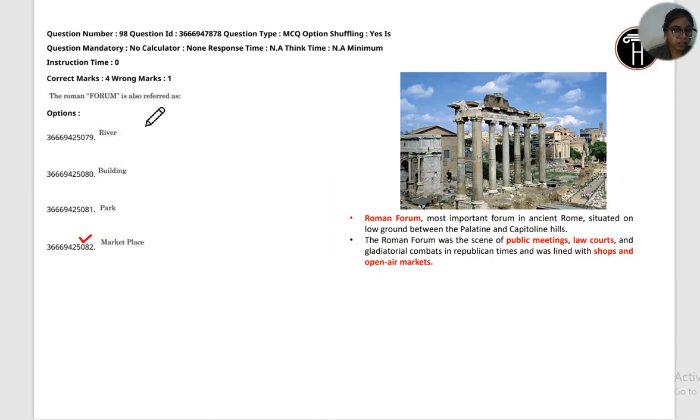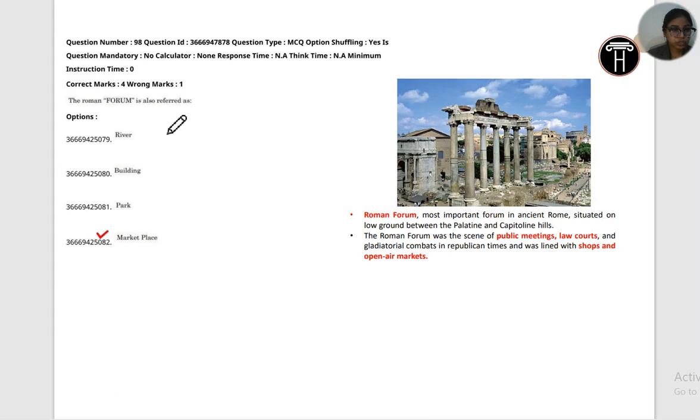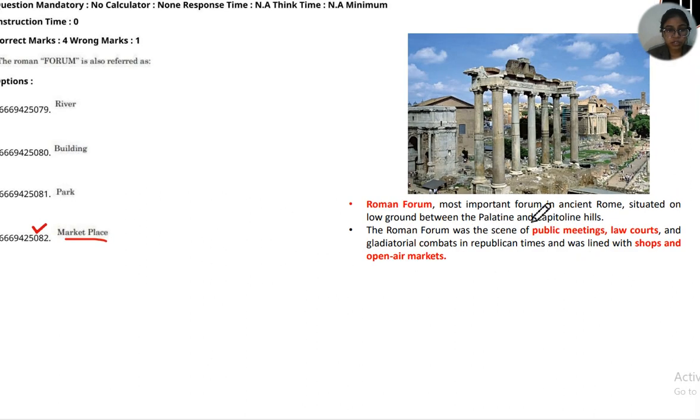The Roman Forum is also referred to as the marketplace. The Roman Forum was the most important forum in ancient Rome, situated on low ground between the Palatine and the Capitoline Hills. Basically it was used as a place for public meetings and courts. You can also see shops and open-air markets on its sides. So this all makes a composition of gathering spaces, meeting places and marketplaces. So this was the Roman Forum. At that time this place had these functions.